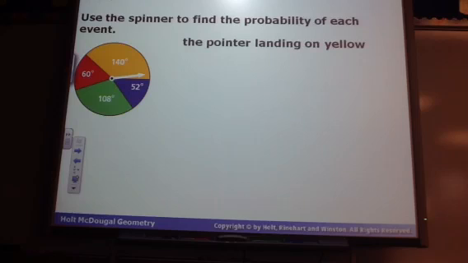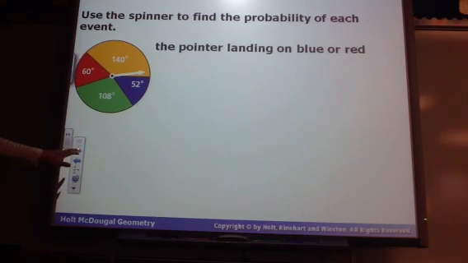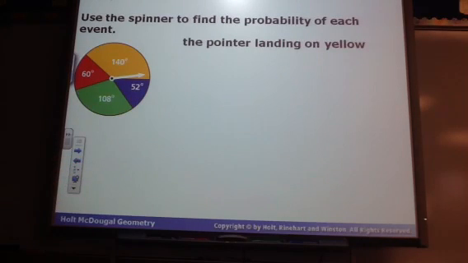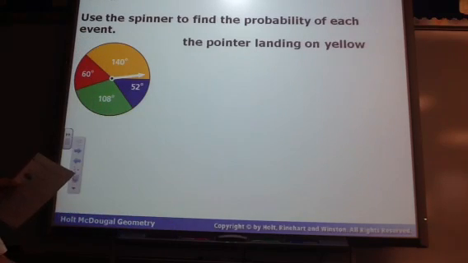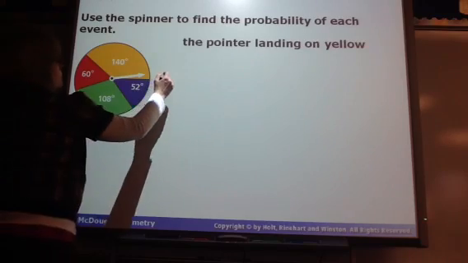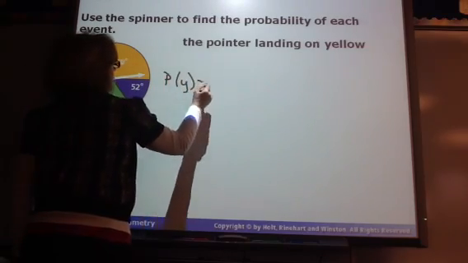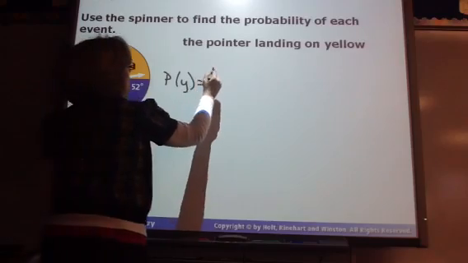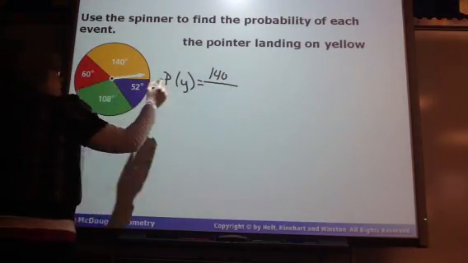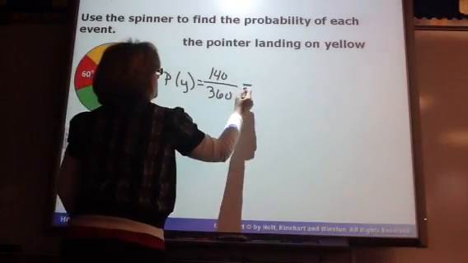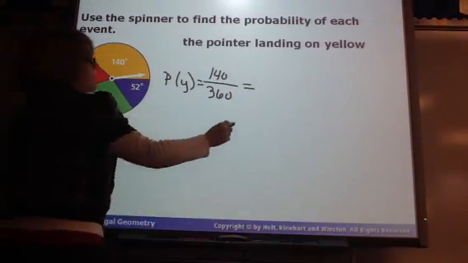And now let's look at this circle here. Okay, you've got a spinner. Use the spinner to find the probability of each event. Okay, so the probability of it landing on yellow, well, the event would be 140. And the sample space would be the whole circle, which is 360. And that would be 7/18 when you simplify.